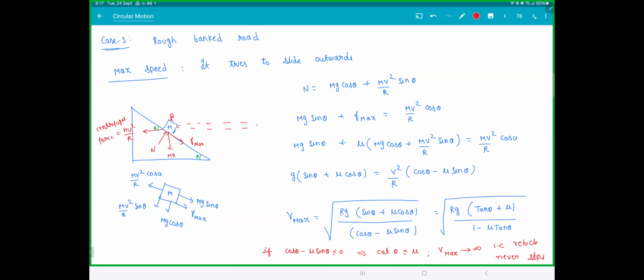Have a look at this. This is your maximum speed limit. Similarly, now this is the minimum speed limit also. What if the car is going so slow? Then what will happen? The car will try to slide inwards. The friction will act upwards. Have a look at this picture. Any doubts? Any step you're not clear, please ask. The only thing that we did, we drew a centrifugal force and then we wrote the forces and equations and solved.